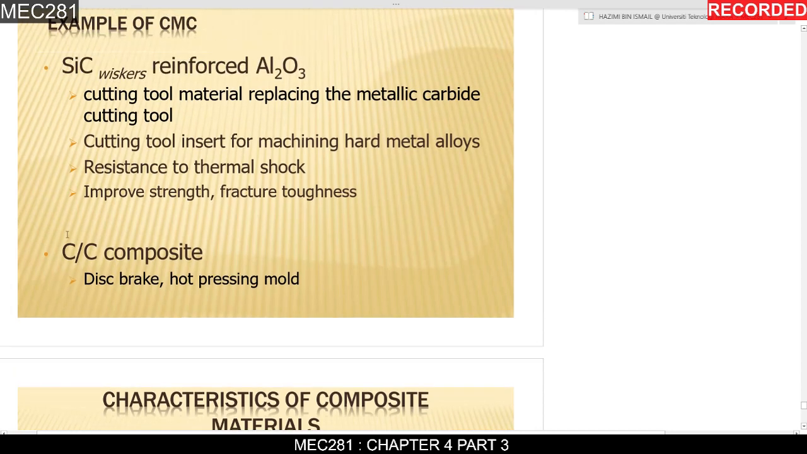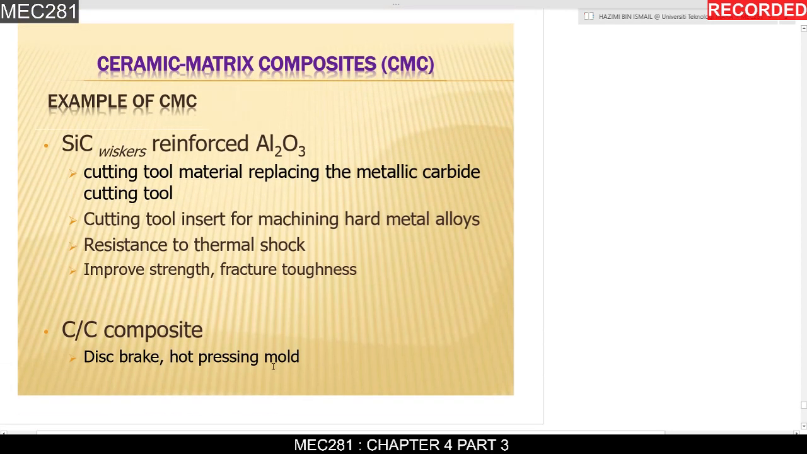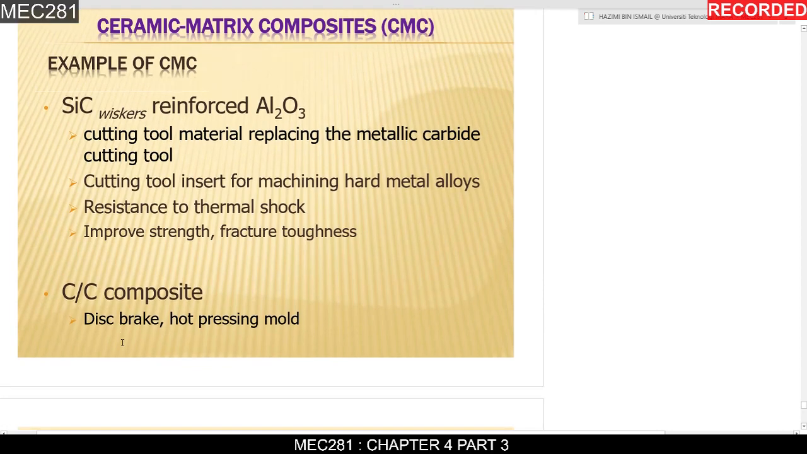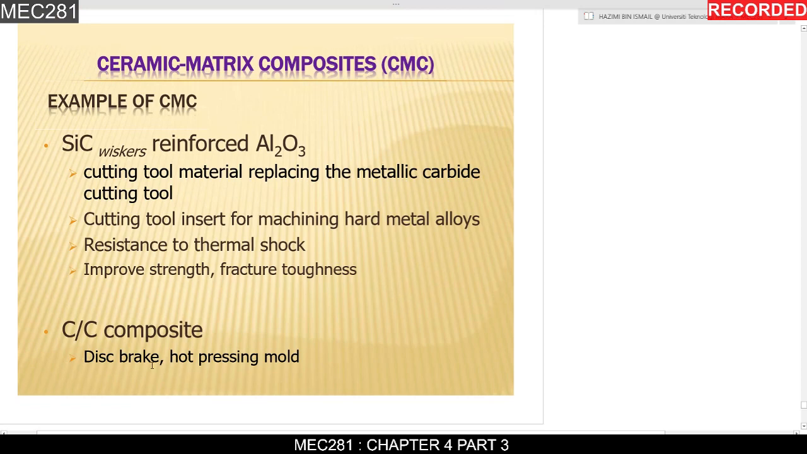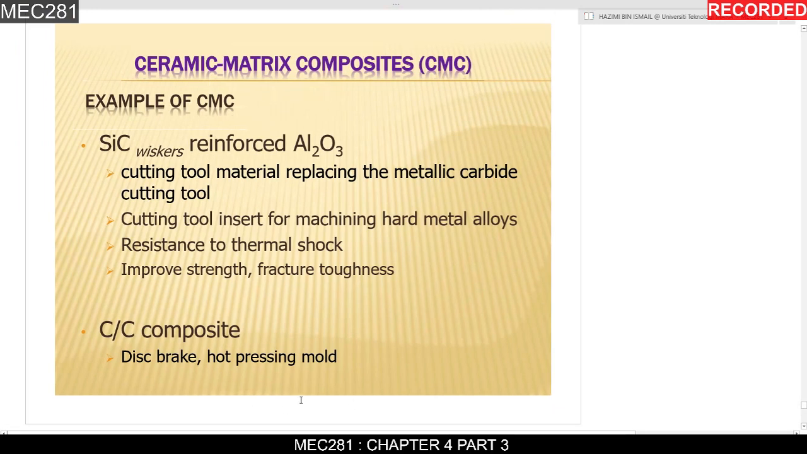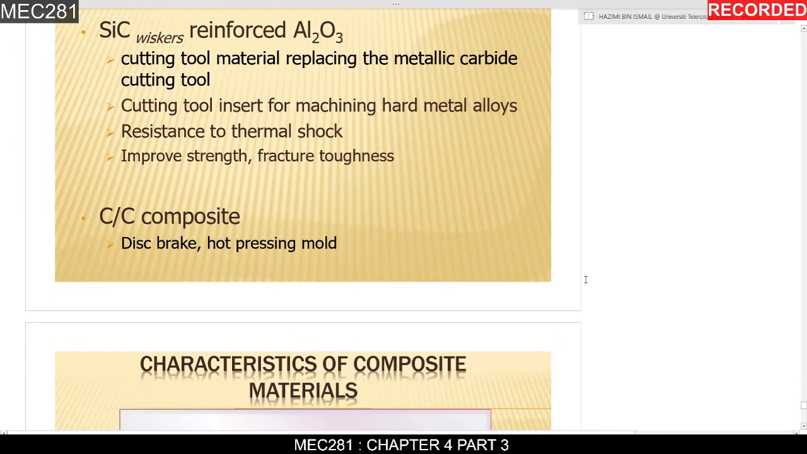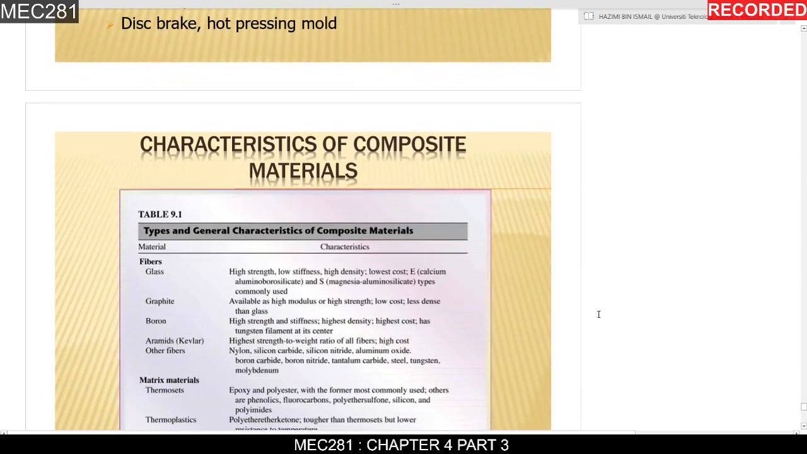So if you are a fan of supercars or hypercars or maybe sport cars, you will know that most of those cars are using disc brakes right now made from ceramic composite. If you want to know more about the ceramic disc brake, you should find that in Google, right?